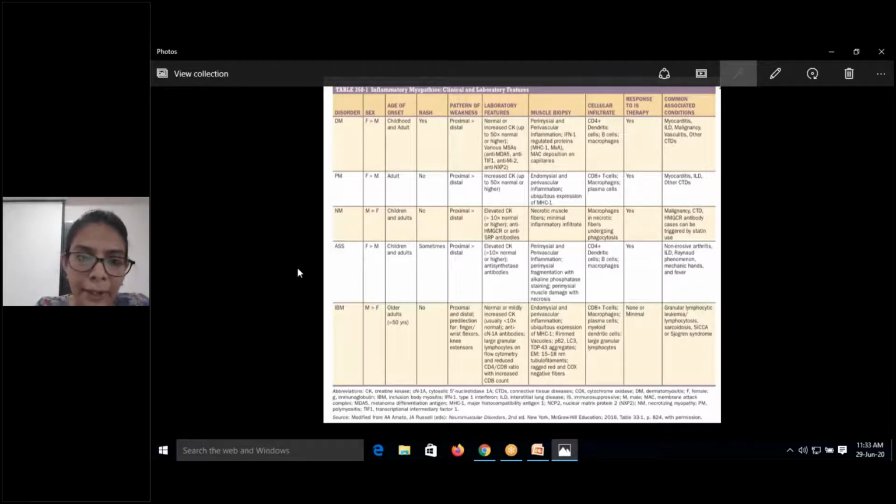And in myopathies, usually they are proximal, and distal involvement is present in few, and that is inclusion body myositis. Okay. See, in this table, you are seeing dermatomyositis, polymyositis, necrotizing myopathy, antisynthetase syndrome, and inclusion body myositis. These are the different types. For your level, you just remember dermatomyositis and polymyositis. That is good enough to go. And inclusion body myositis.